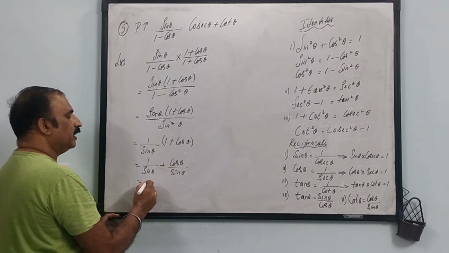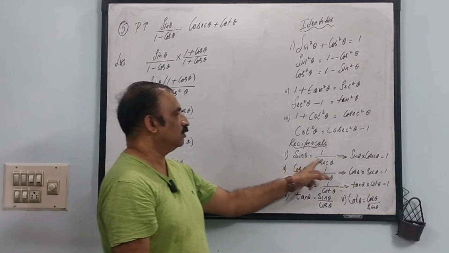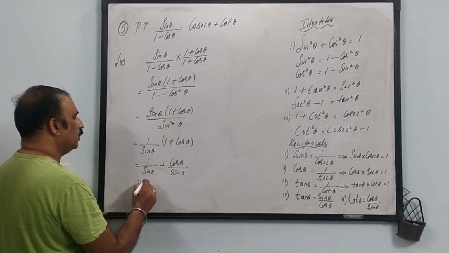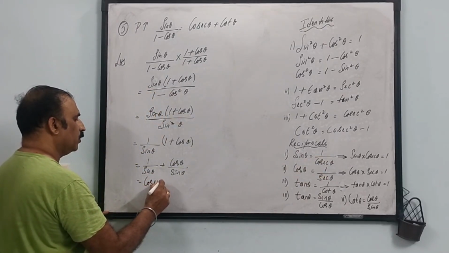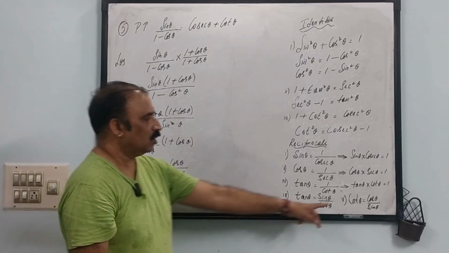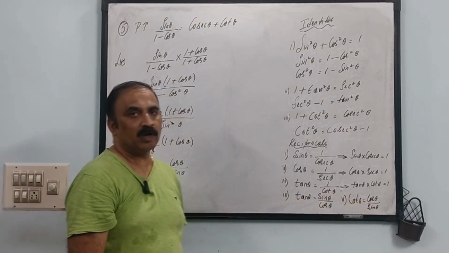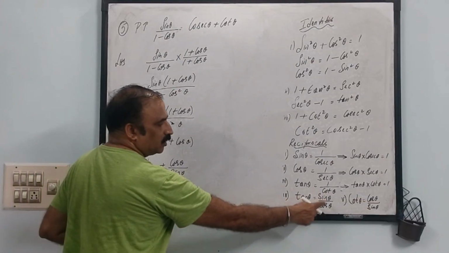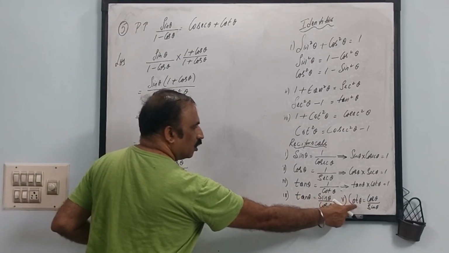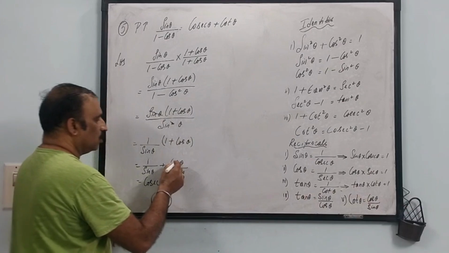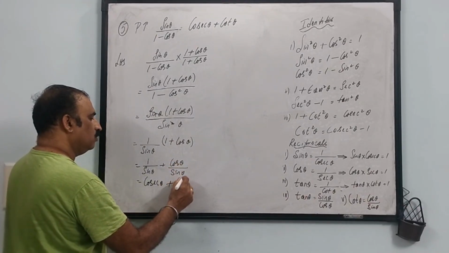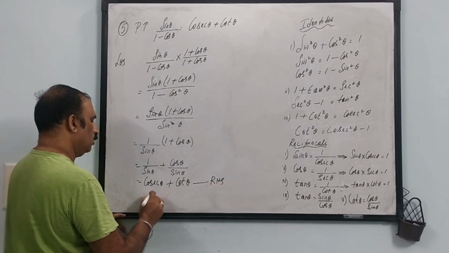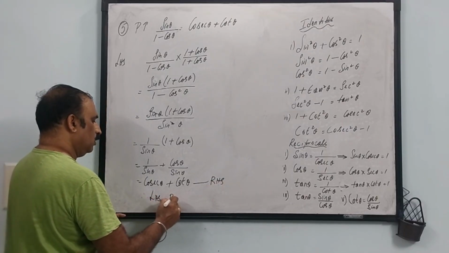So 1 by sin, according to the first reciprocal, is going to be cosec theta. 1 by sin theta is going to be cosec theta, and also cos theta divided by sin theta is going to be cot theta. That is tan and cot in terms of sin. Tan theta is equal to sin theta divided by cos theta, and cot theta is equal to cos by sin. So cos theta by sin theta is going to be equal to cot theta. That is going to be RHS. Therefore, LHS is equal to RHS.